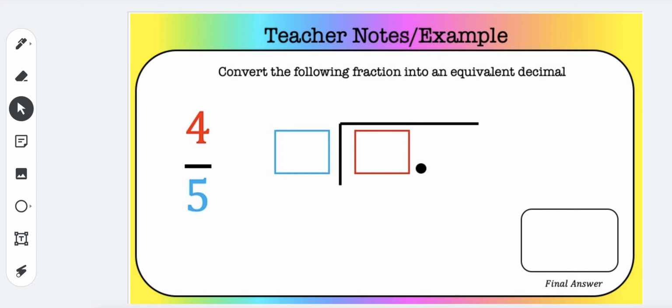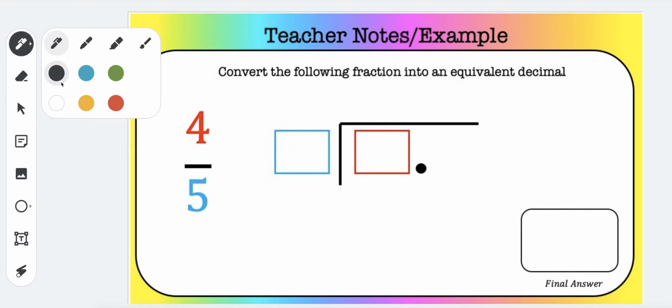Hey everyone, this is a video about how to convert a fraction into an equivalent decimal. Come over here and grab a pen or a marker first for your Jamboard.